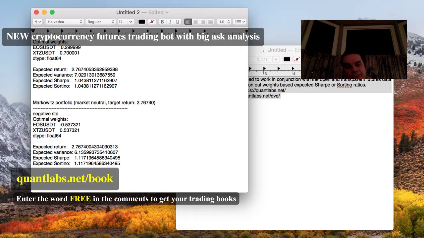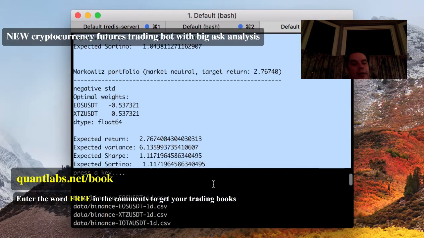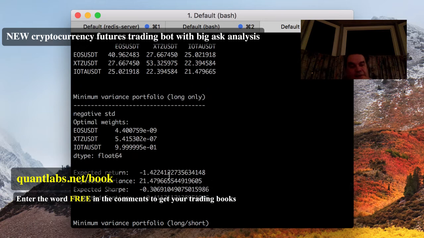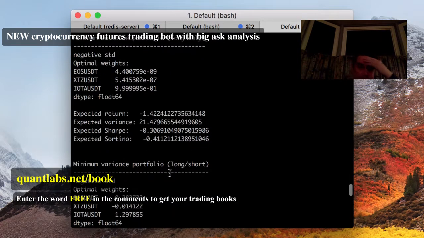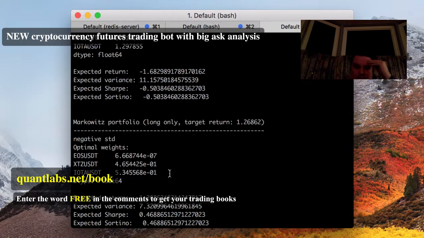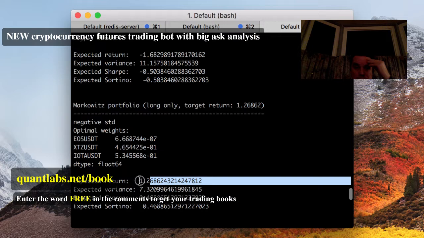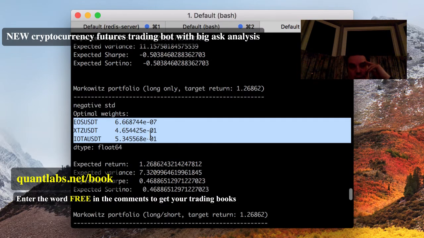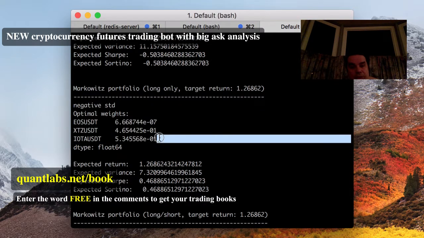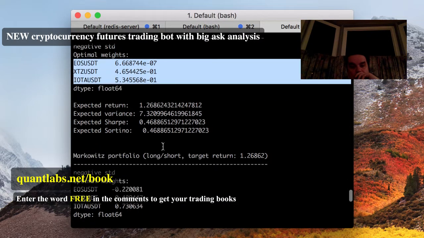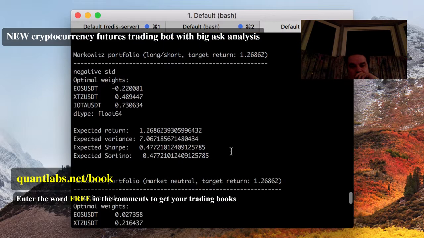Okay, so moving further along, what we have here is negative expected return. I wouldn't even look at those, again, that's if you're shorting. This one is all longing again. Markowitz long only, expected return 1.26. Here's the allocation. Long short, that's not worth looking at either.